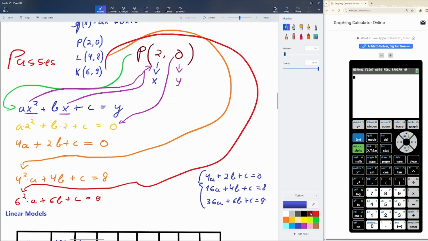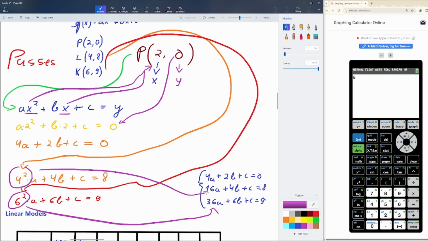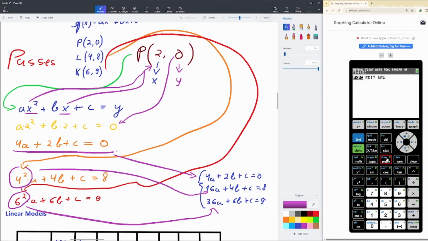If you're still confused about where I get these numbers, the 36 is 6 squared, this is 4 squared, and this was 2 squared. You simply take all of these and enter them here. So you're wondering, okay, what's next? The next step is that you use your program.